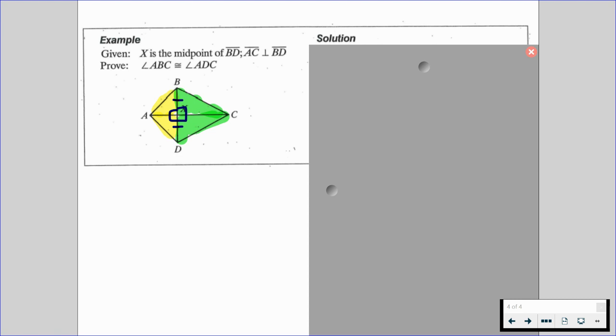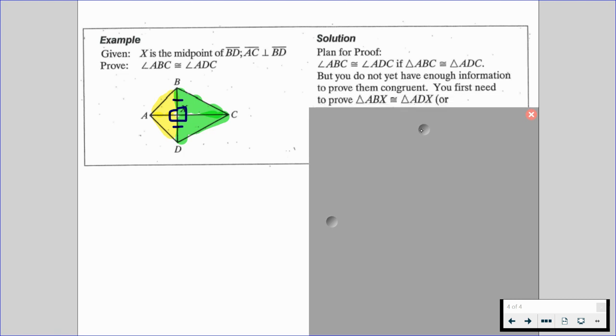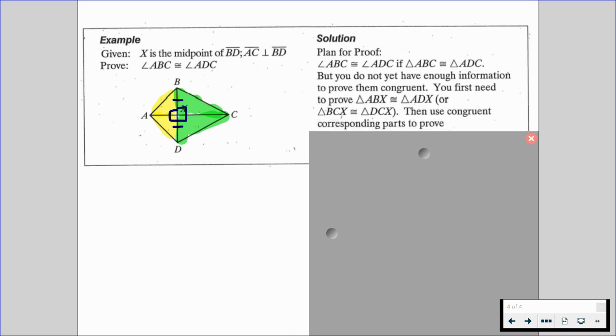So if we go through the plan that's written out for us, we're going to know that angle ABC again is congruent to angle ADC if triangle ABC is congruent to triangle ADC, which is what we just went over. But you don't have enough information just yet to prove these to be congruent. We first need to prove that triangle ABX is congruent to triangle ADX, which is what we highlighted in yellow, or triangle BCX is congruent to triangle DCX, which is what was highlighted in green. Then we're going to use corresponding parts to prove that triangle ABC is congruent to triangle ADC.